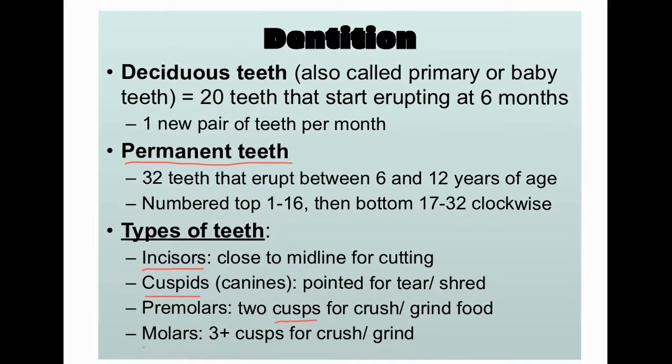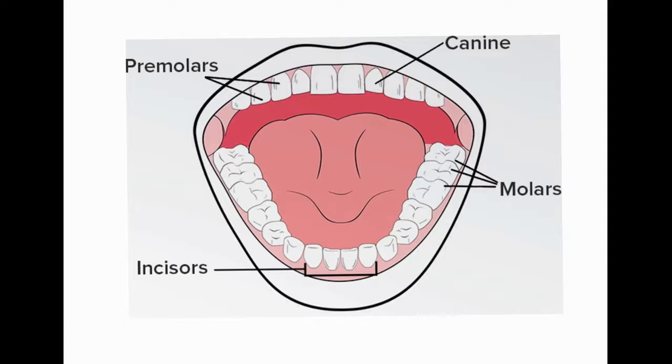And behind that, you have your molars, which have 3 or more cusps or little ridges. Both of those are for crushing and grinding the food, whereas your incisors and cuspids, your canines, are for tearing off pieces of food, like ripping off little pieces of corn on the cob, or biting an apple. So the incisors and cuspids are for biting off, and then your premolars and molars are for crushing the food to make it smaller. And a little image here to show you the different types of teeth.